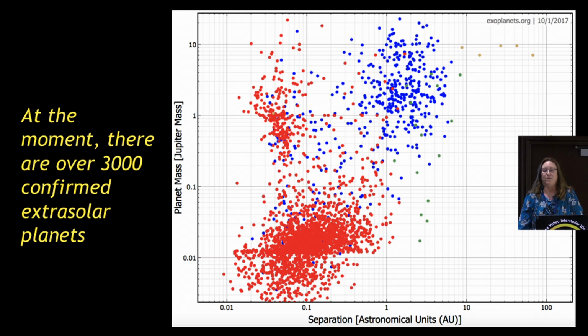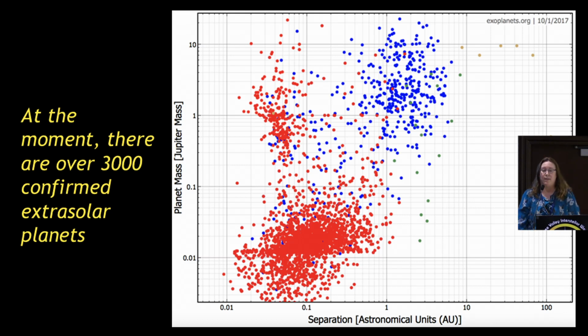I get pretty impatient whenever I play with these types of plots. But the blue dots are the radial velocity planets, some of the first planets that were discovered. I know pulsars were kind of the first planets that were discovered, but not really, because there was a radial velocity planet that was published in 1989. So the radial velocity planets are here.